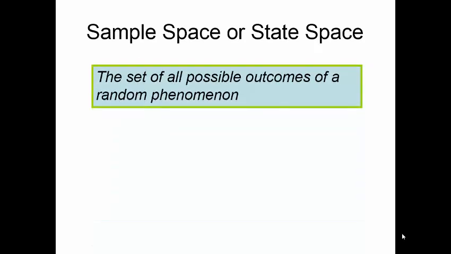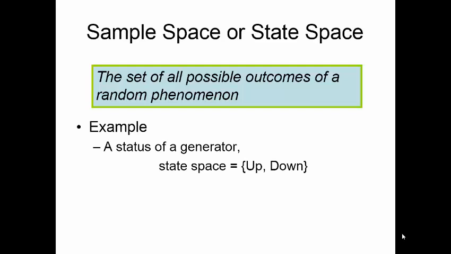Let us start with the idea of the state space. Now, a state space is a set of all possible outcomes of a random phenomenon. In power system reliability, we will say that this is the set of all possible states of the system. If you take a simple example like a generator which is either up or down, then the state space has got only two states, up and down.